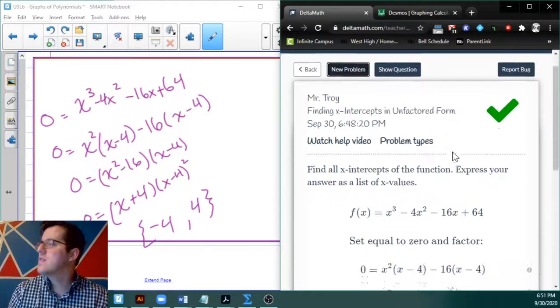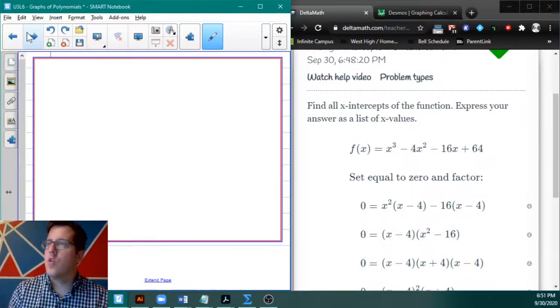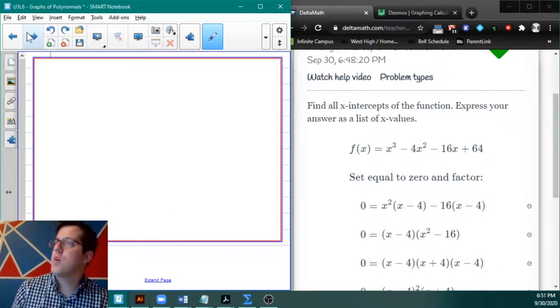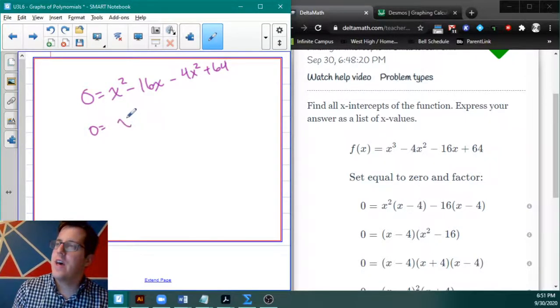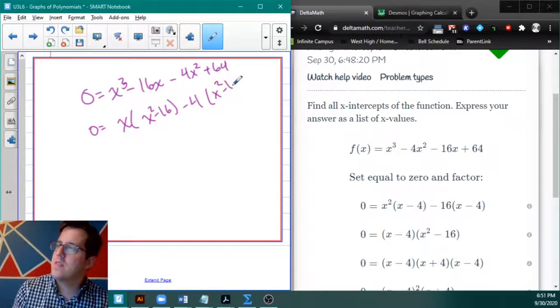Okay, I want to do something fun with this. So I'm going to take this same equation, but I'm going to write it in a different way. So I'm going to write it as 0 equals x cubed minus 16x minus 4x squared plus 64. I can factor an x out of this and get x squared minus 16. And I can factor a 4 out of this. Oh, that was supposed to be a cubed. My goodness. And get an x squared minus 16.